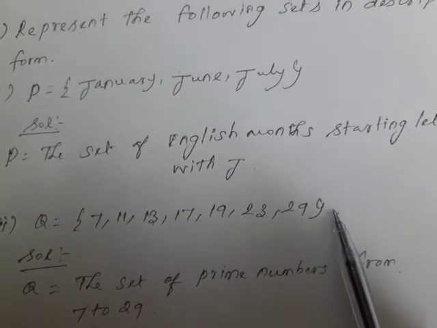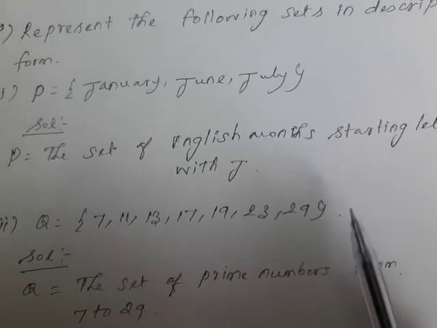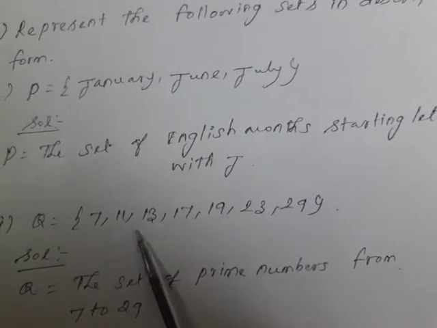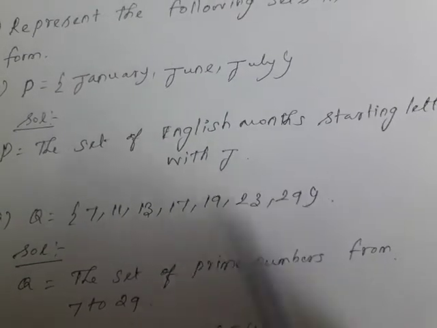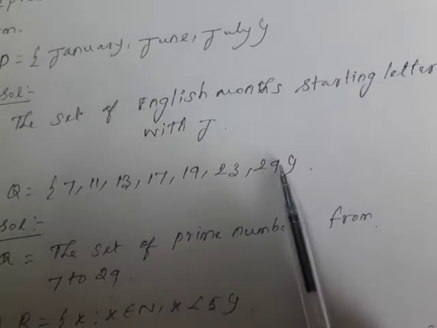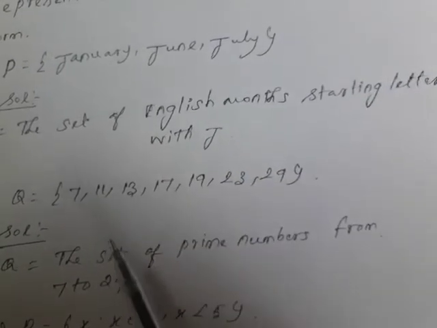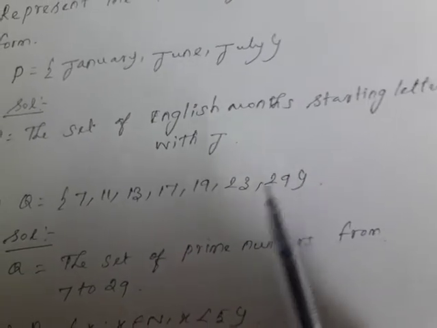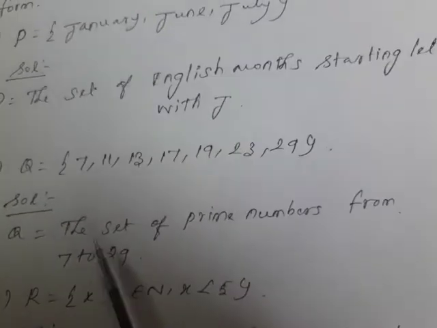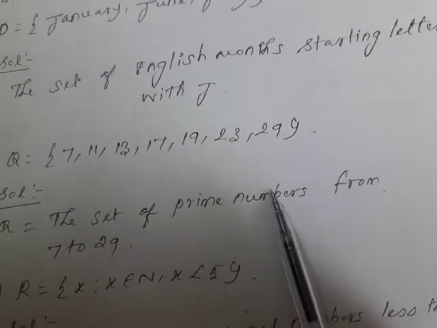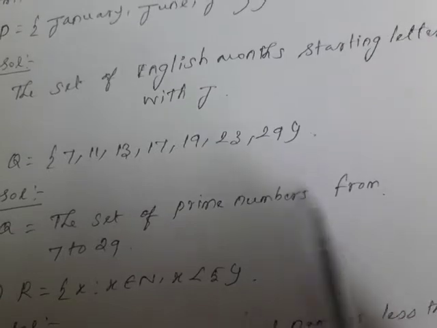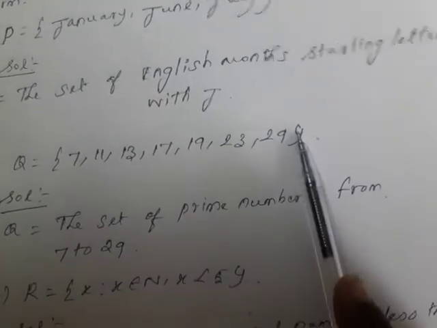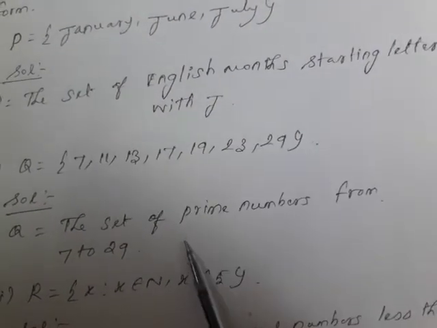They have given this in roster form. This one you have to write in descriptive form. You have to notice these numbers 7, 11, 13, 17, 19, 23, 29. All these numbers are prime numbers. But prime numbers start from 2 onwards. Here they have given 7 to 29 only. So how are you going to write it in descriptive form? Set Q is equal to the set of prime numbers from 7 to 29. That's all.